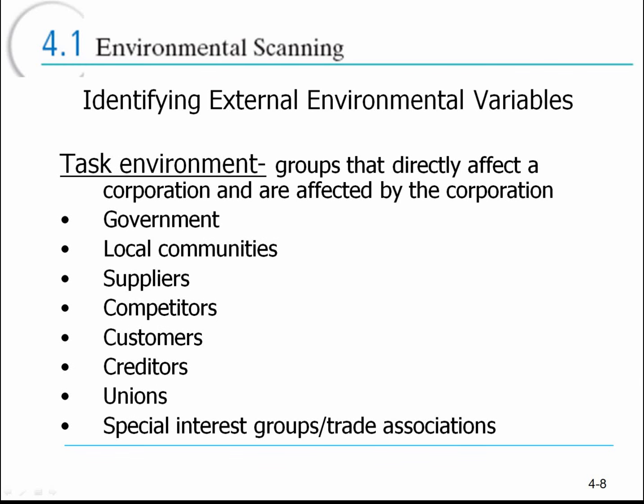The task environment, as we discussed earlier, contains activities that you actually can influence. You can't control them, but you can influence them. For example, suppliers, competitors, customers. You have some influence over what they do and how they interact with your business. Customers, for example, you can run a promotion. You can market a promotion. You can market certain product features.